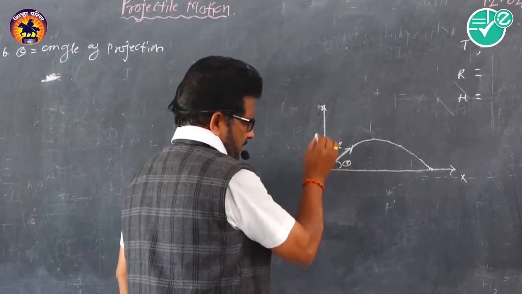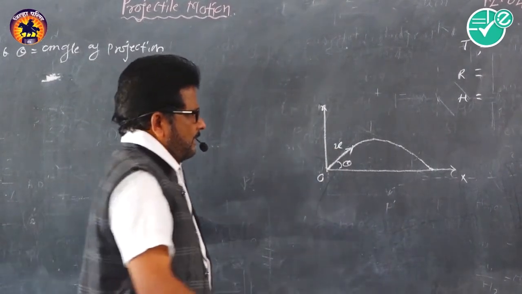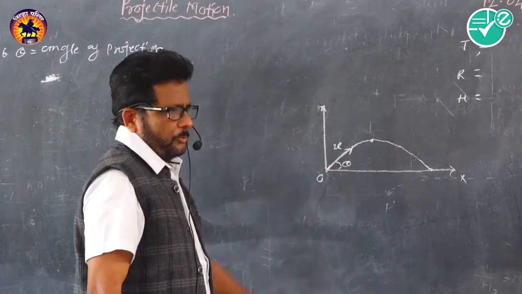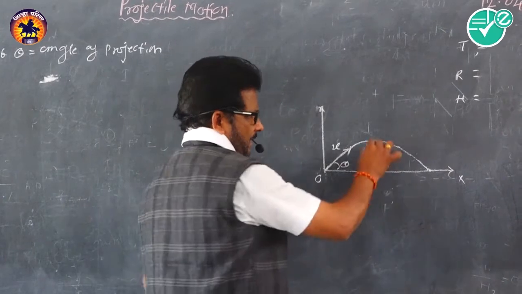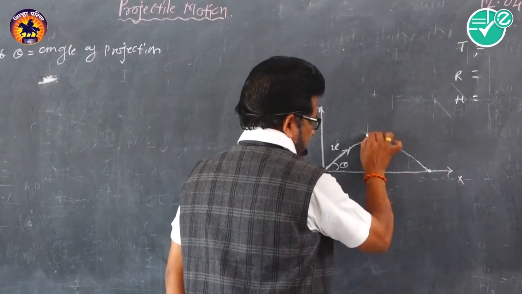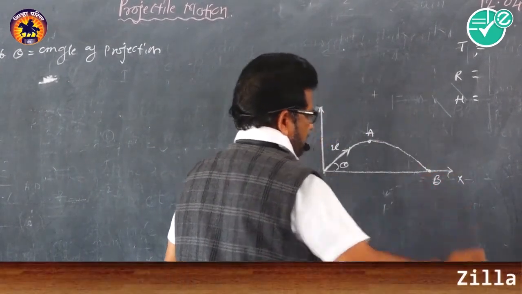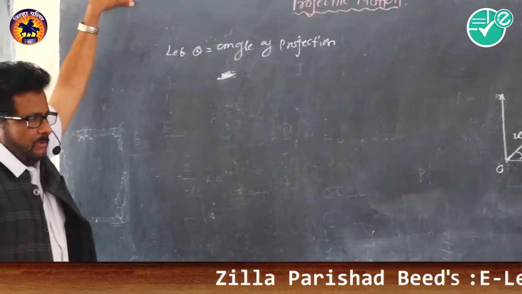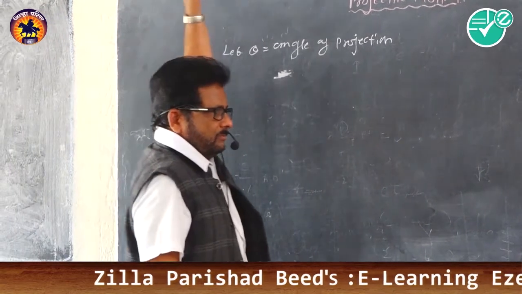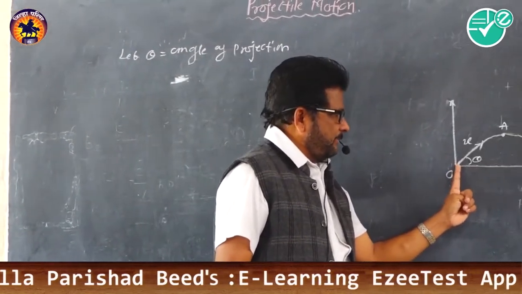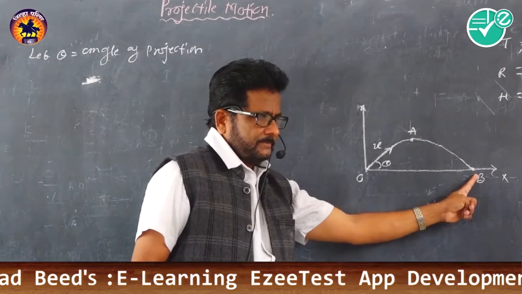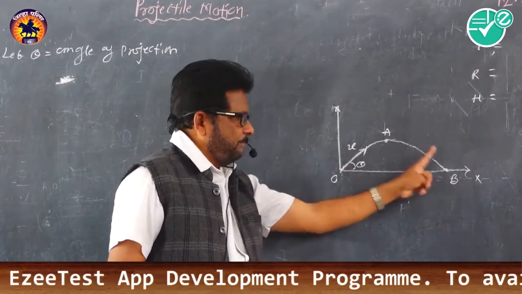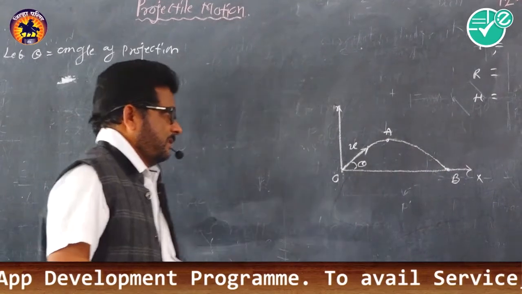Suppose this is point O. Suppose this is the maximum vertical displacement of the projectile, h, and suppose this is point A, and this point is B. Now today we want to obtain an expression for this type of motion. What type of motion is this? What is the name of this path? We have to consider here.